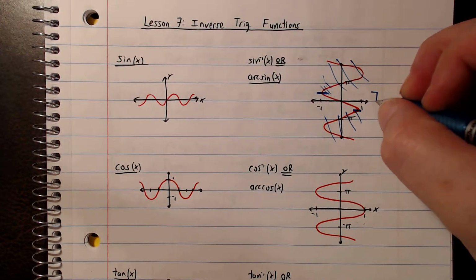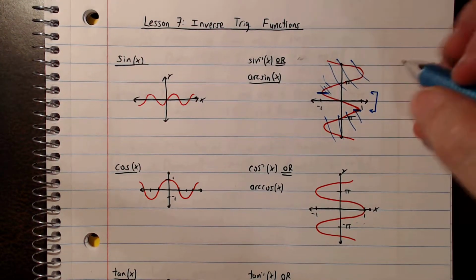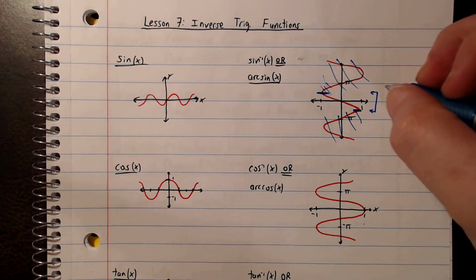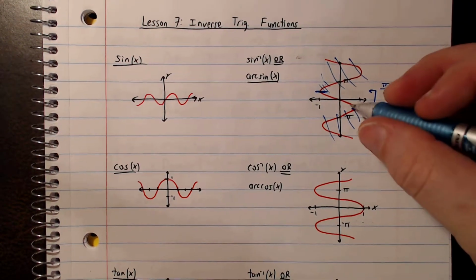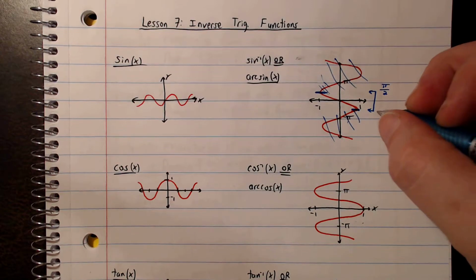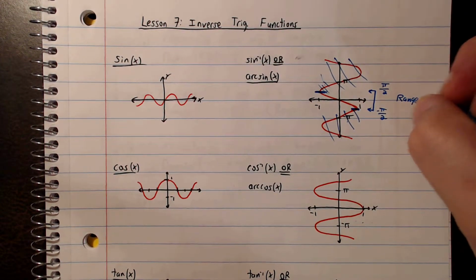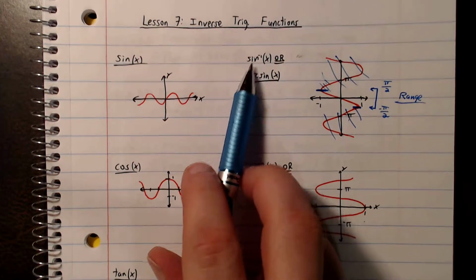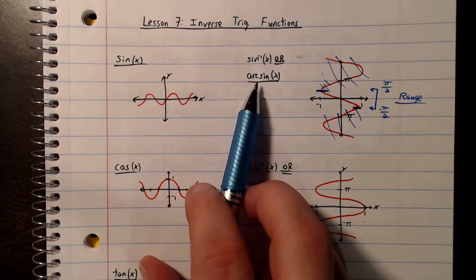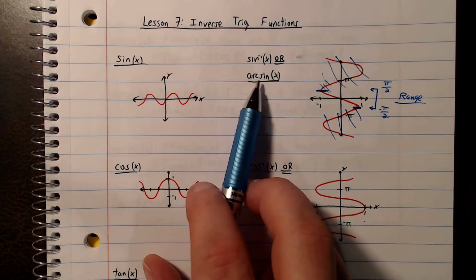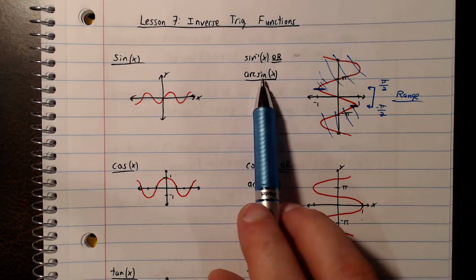And where did we cut that exactly? Well, halfway between pi, so pi over 2, and halfway down to negative pi, so negative pi over 2. That's what we got for a range for sine inverse, which we're going to be calling arc sine. Okay, so this is the range for arc sine.